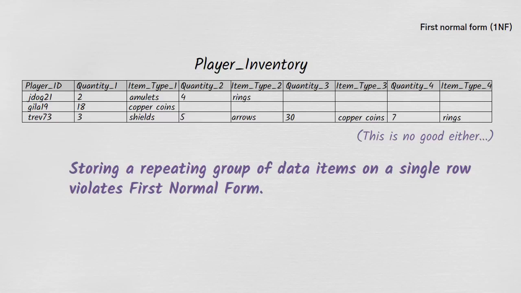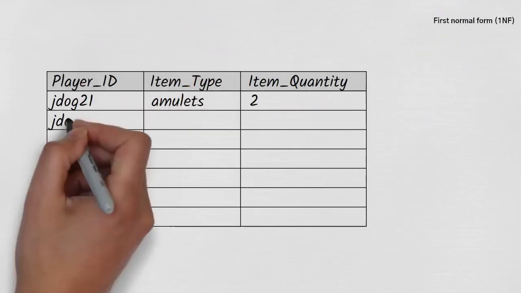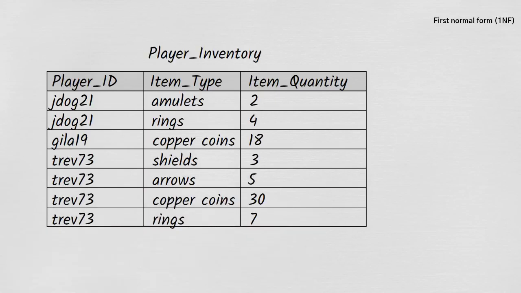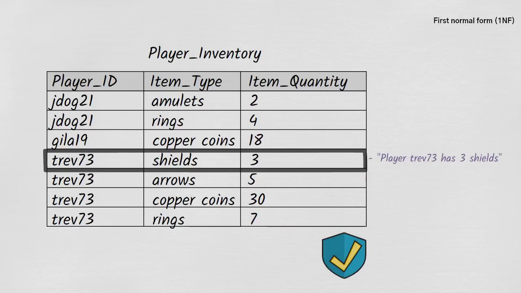So what sort of alternative design would respect first normal form? It would be this. To communicate the fact that Trev73 owns 3 shields, we have a row for player Trev73, item type shields, item quantity 3.